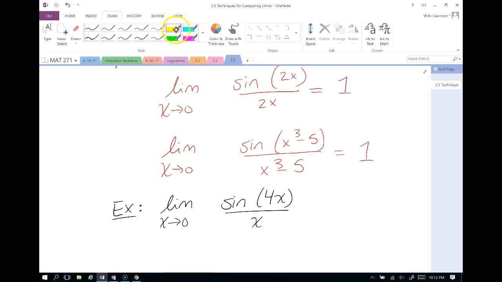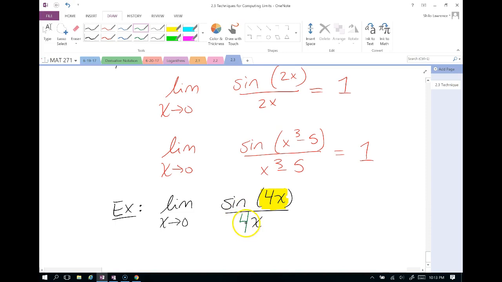So the angle is set. The angle is always set. So if I want to be able to use this rule and say that the answer is going to be 1, I need to get the denominator to say 4x. So what I'm going to do is put a 4 down there. And I'm allowed to do that as long as I do the opposite somewhere else. So technically I haven't really changed the problem because I've done opposite operations that would cancel each other out.